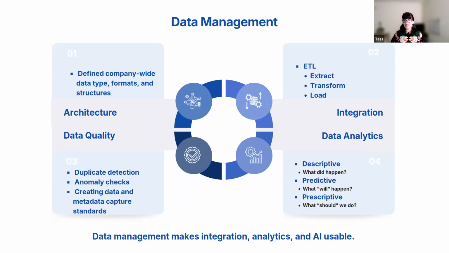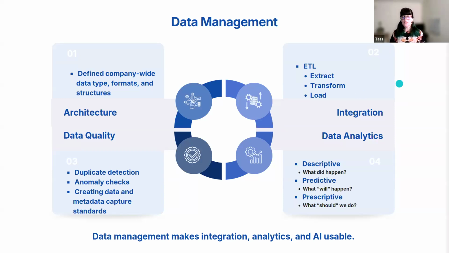And then we have data analytics. This is sort of the end point. There are three different kinds of data analytics. There's the descriptive ones, which is where you start out. What did happen? What does your data look like? What is the shape of it? What are you doing with any missing data that you might have? Then we have predictive, which is what will happen. And then prescriptive is the last one. What should we do? Making those data-driven decisions.